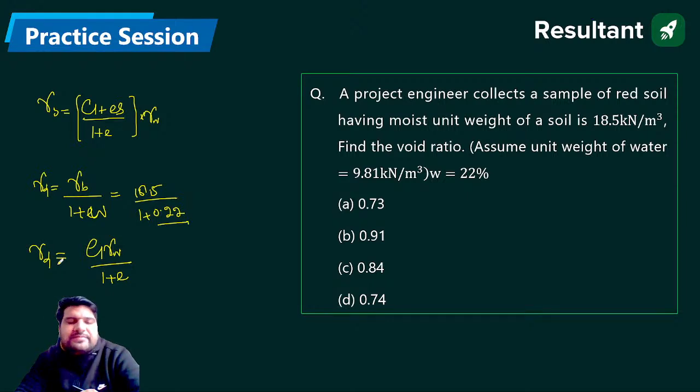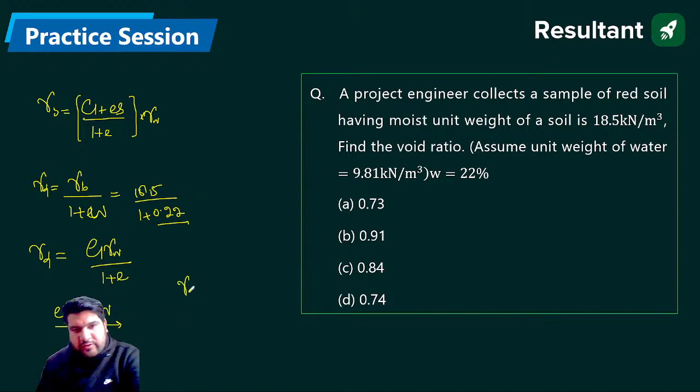How can you calculate this? We have another relation: eS is equal to Gw. Absolutely correct. So you can calculate gamma bulk from this relation. Gamma bulk is G plus eS, and in place of eS, I will write down Gw, divided by 1 plus e.